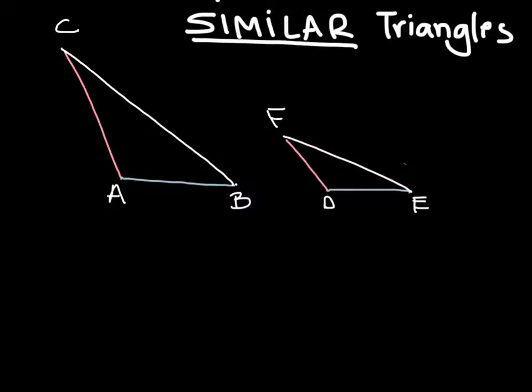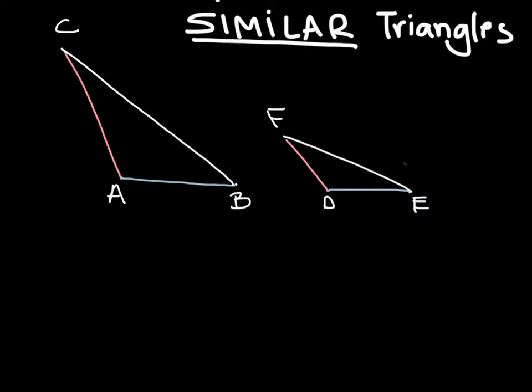Okay, so I quickly want to discuss what similar triangles are and then go ahead and do a couple of examples. So here we have two triangles, right? We have triangle ABC and triangle DEF. Notation: triangle, literally a triangle, triangle ABC, and then I have triangle DEF.